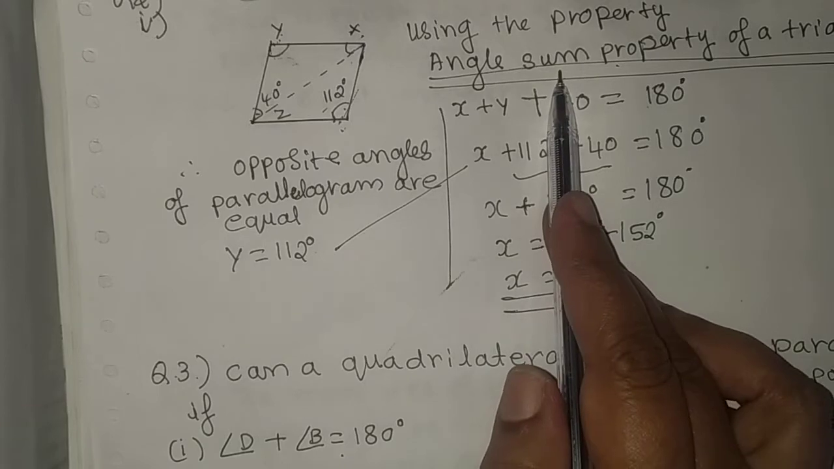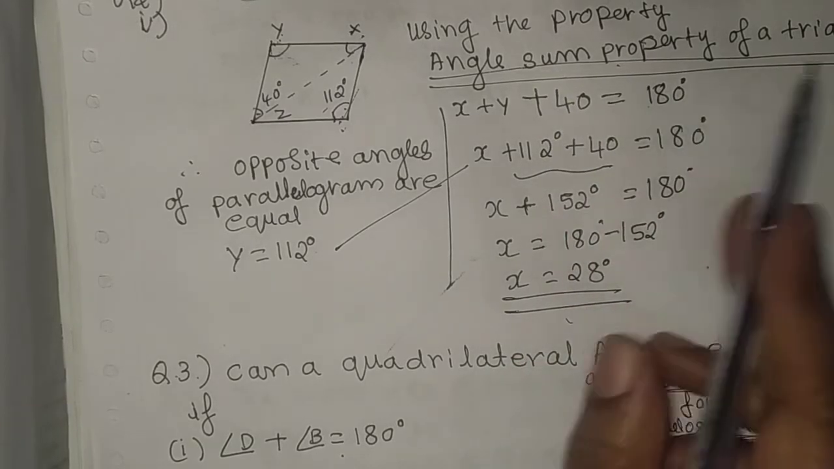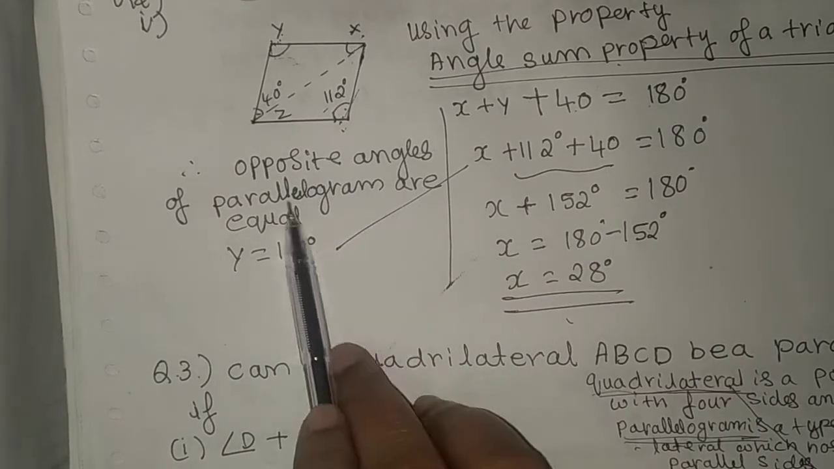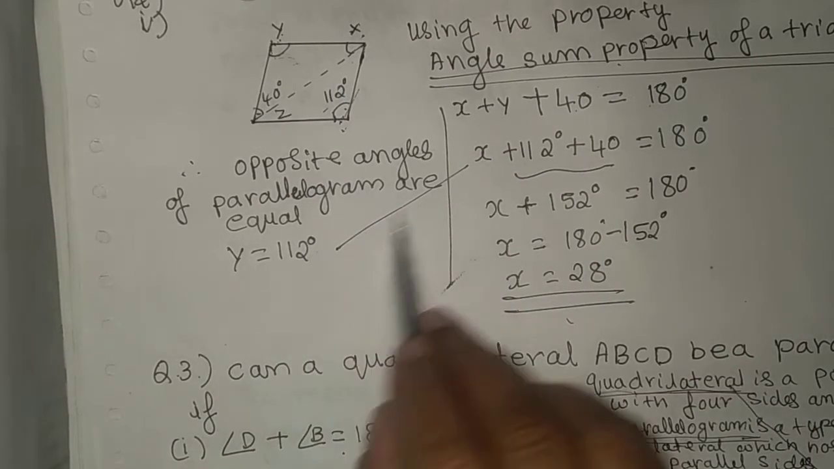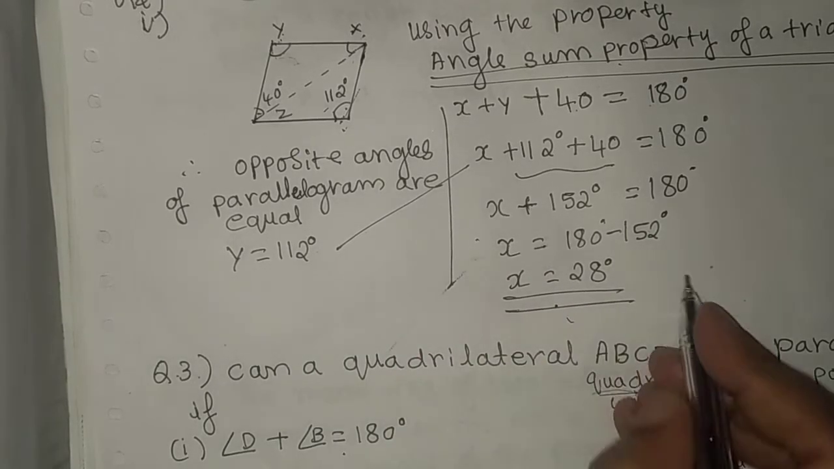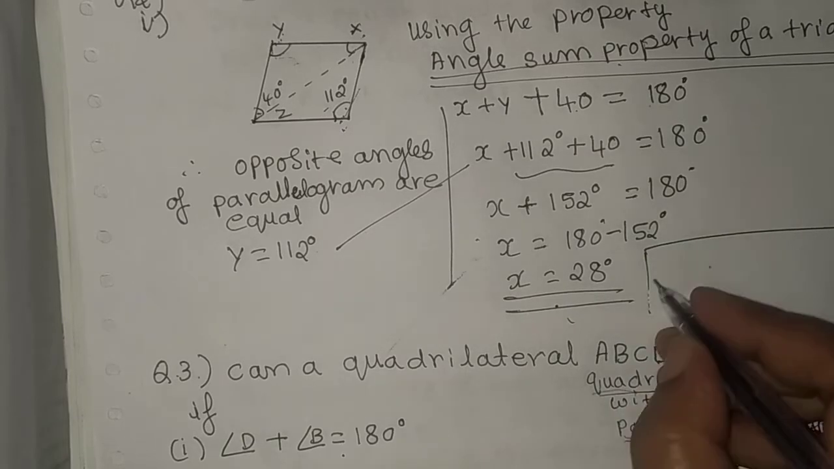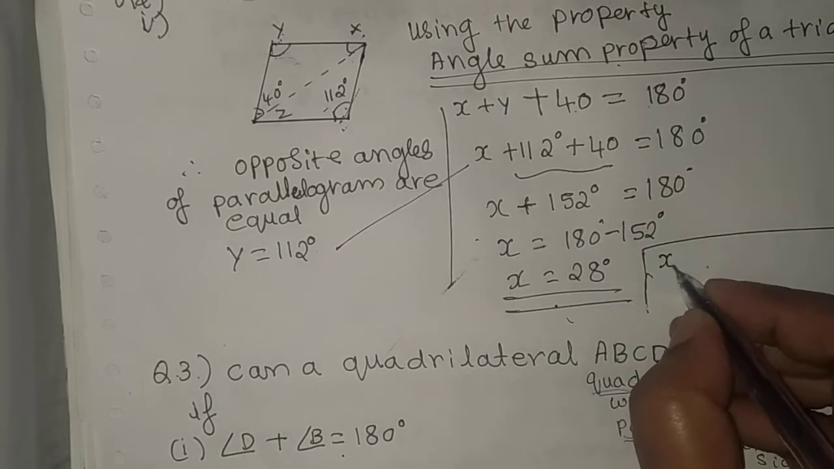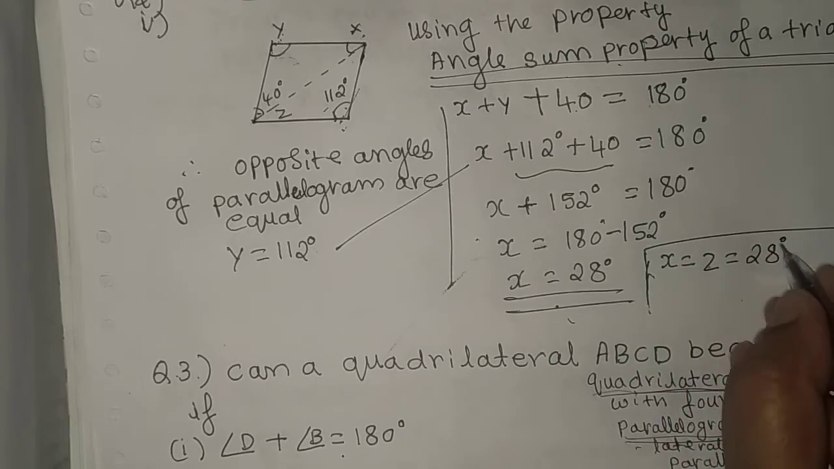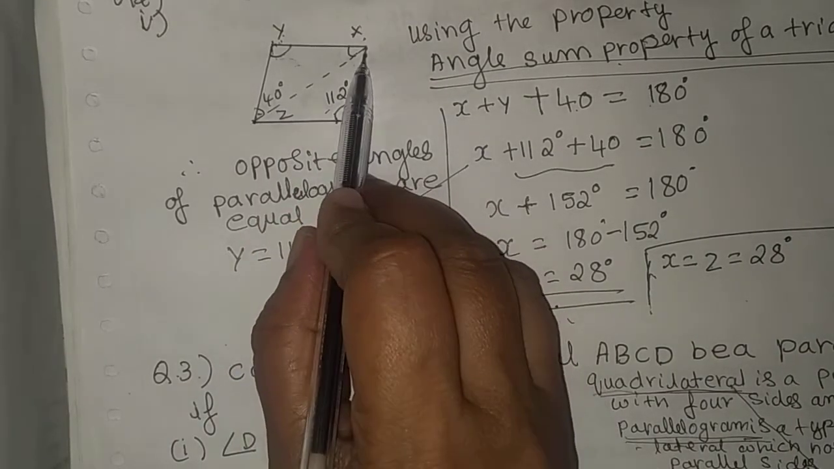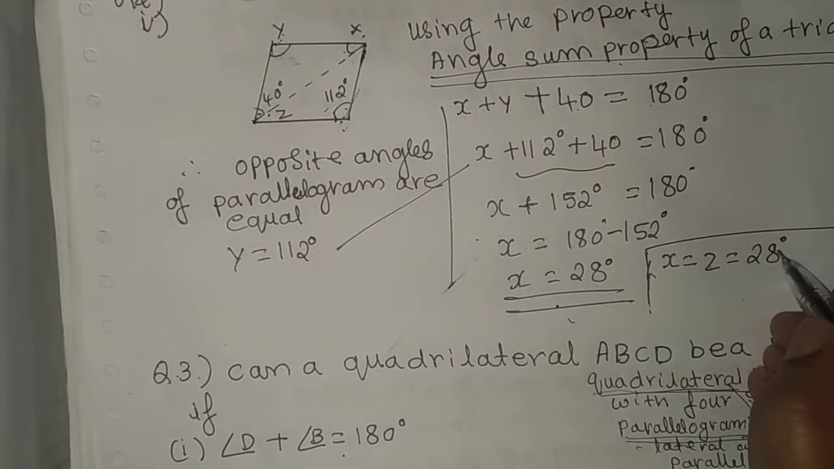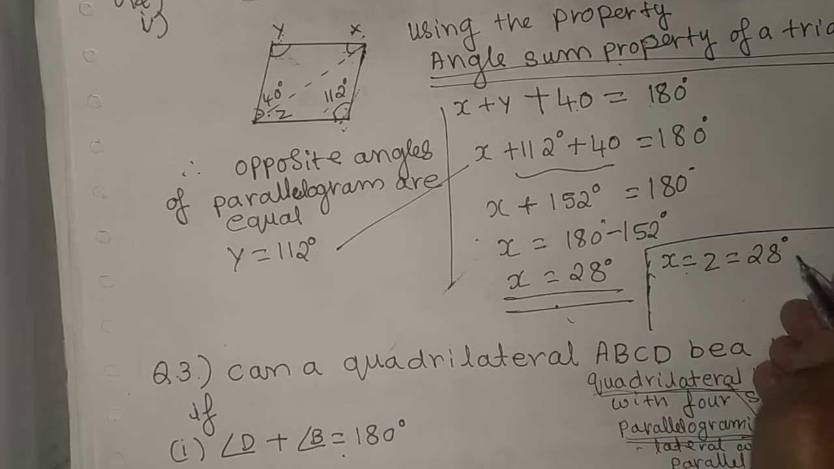The properties used here are the angle sum property of the triangle, for adding all these angles, and also opposite angles of the parallelogram. So two properties are used and we found out the x value. Now one more is left out, that is x is equal to z is equal to 28 degrees. Since x is 28, the opposite angle here is z.